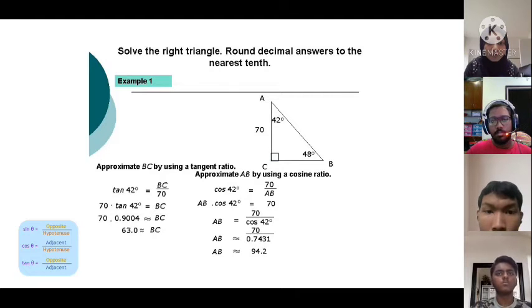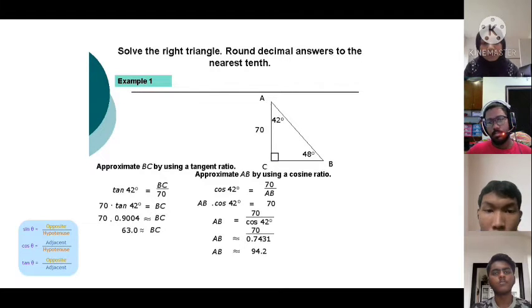And then approximate AB by using a cosine ratio. Okay, first kali kita ambil cos 42 sama dengan 70 bahagi AB. And then kita gerakkan AB ke belah kiri, dia akan jadi AB cos 42 degree sama dengan 70. AB sama dengan 70 bahagi cos 42.